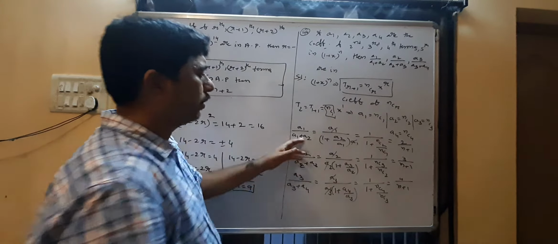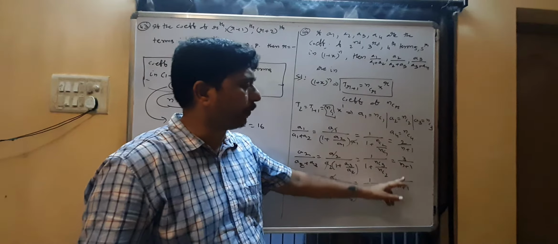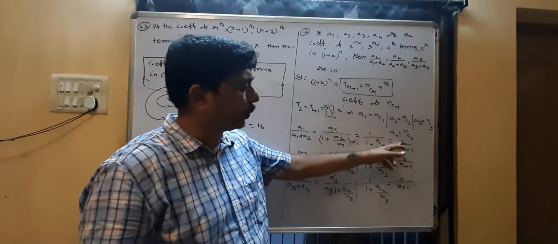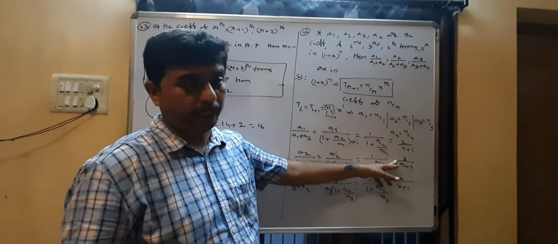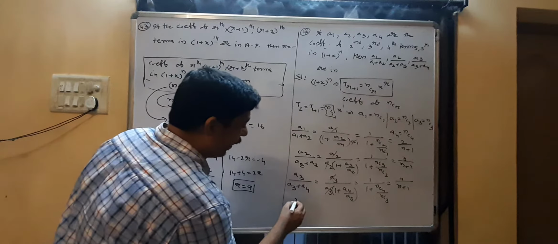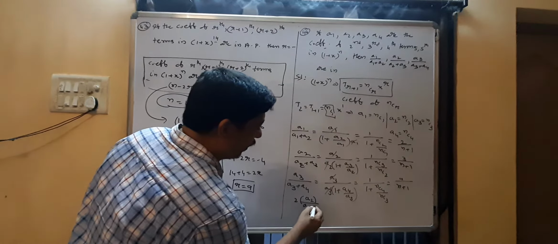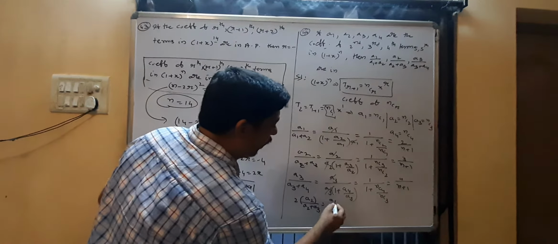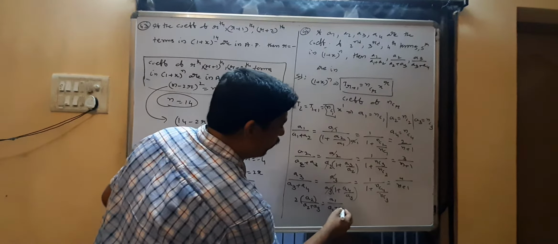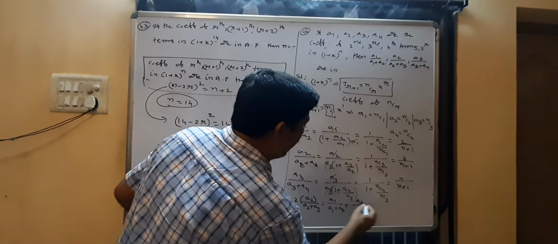Observe the three values: 2 by (n + 1), 3 by (n + 1), 4 by (n + 1). 4 plus 2 is 6, which is 2 times 3. That means 2 times a2 by (a2 + a3) equals a1 by (a1 + a2) plus a3 by (a3 + a4).